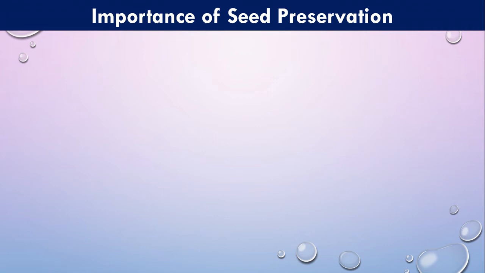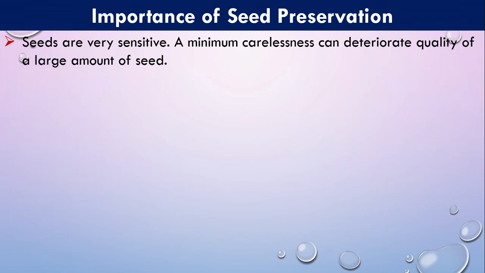Now, what is the importance of seed preservation? Why do we have to follow seed preservation methods? Because seeds are very sensitive, and a minimum of carelessness can deteriorate the quality of a large amount of seed. If you want to preserve about 1 or 2 tons of seed for next year and you do not preserve it properly, it will all be destroyed or deteriorated.